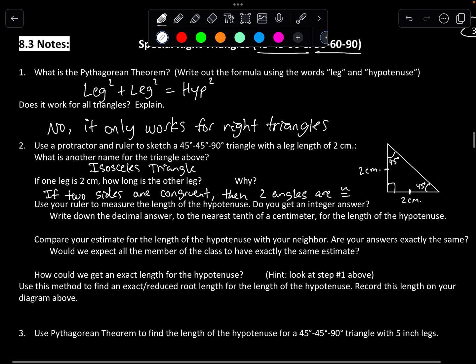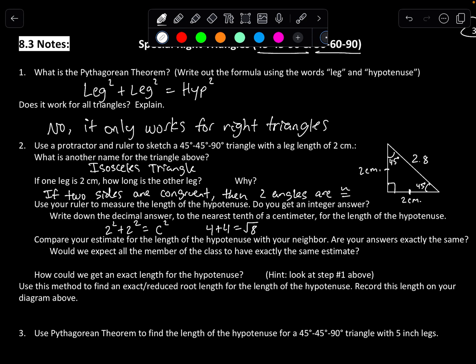Use your ruler to measure the length of the hypotenuse. Okay, we're not going to do this. I don't know, I might do it in class, but what you would get is, I believe, 2.8 something. And write down a decimal answer to the nearest tenth of a centimeter for the length of the hypotenuse. Now, if you want to find that length using the Pythagorean theorem, you would do 2 squared plus 2 squared equals c squared, which is really 4 plus 4 equals 8.